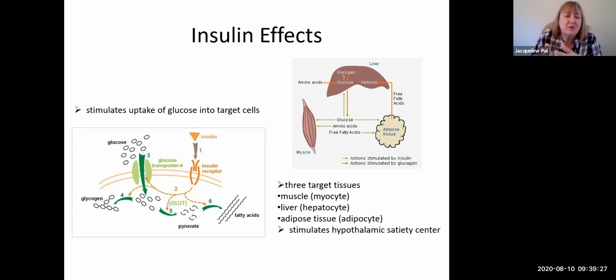In addition, when glucose is sent to the adipose tissue in somebody who has normal blood sugar levels, this can stimulate the hypothalamic satiety center, so hopefully you will quit eating. However, we know that there are lots of hormones that will work on your satiety center, and so this is not absolute.